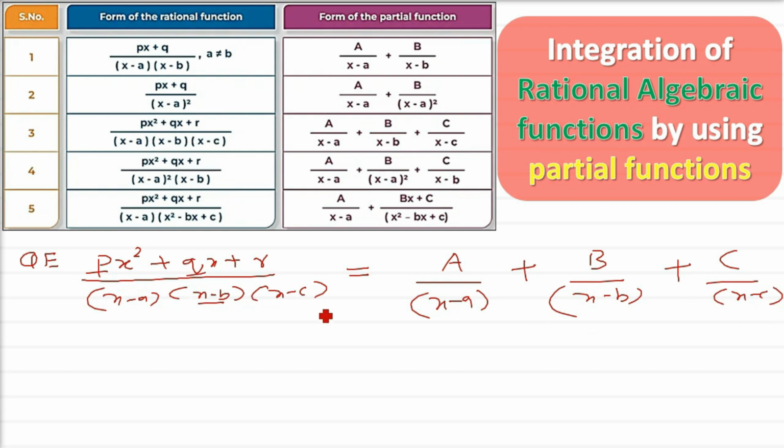Please remember p, q, r, and small a, b, c are known to you. Only capital A, capital B and capital C will be computed, and then we integrate them separately. So we are forming it in an easier way.